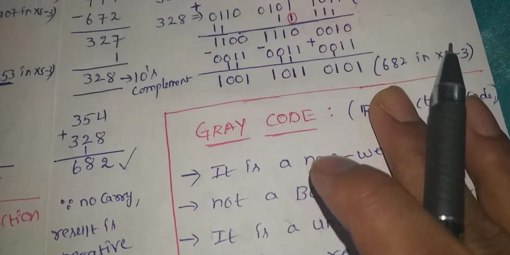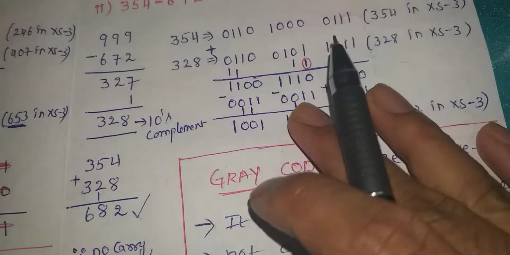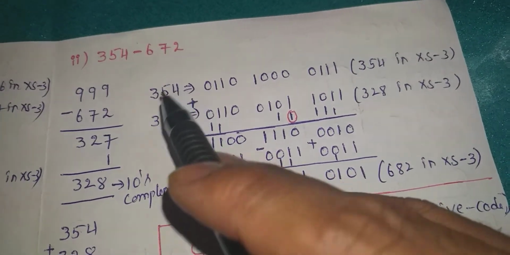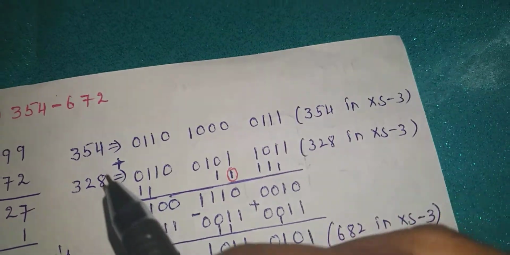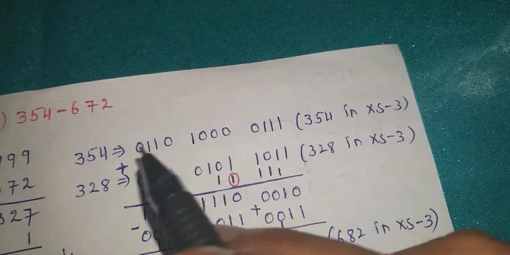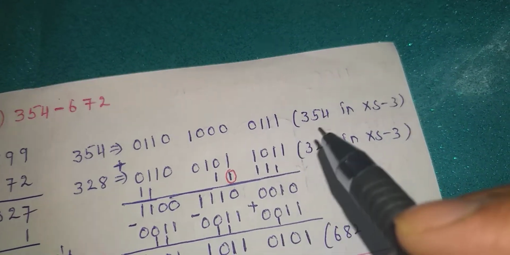Now we will cross check this in excess 3. If you observe that 354 is the minuend, then the tens complement of 672 is 328. Now 3 plus 3 becomes 6, 5 plus 3 becomes 8, 4 plus 3 becomes 7, which is 354 in excess 3.